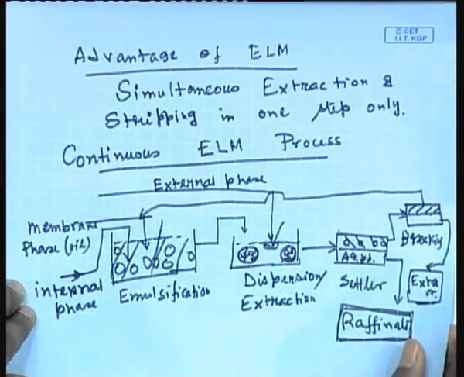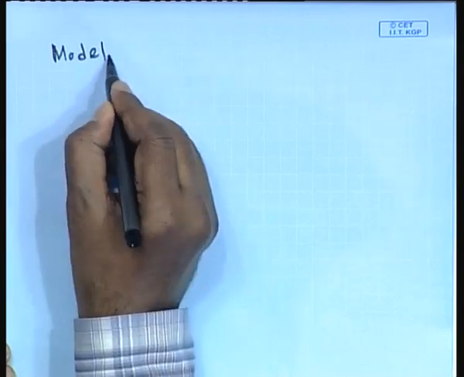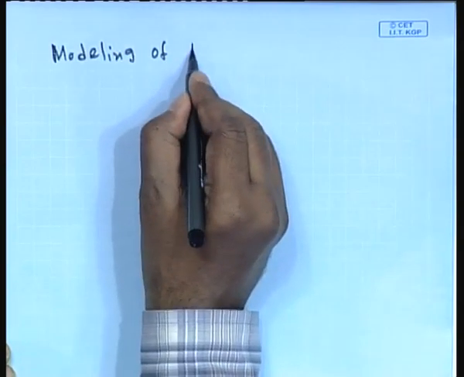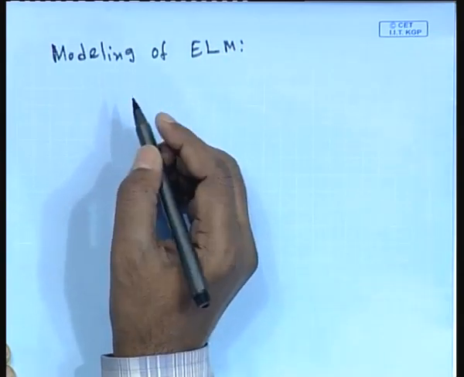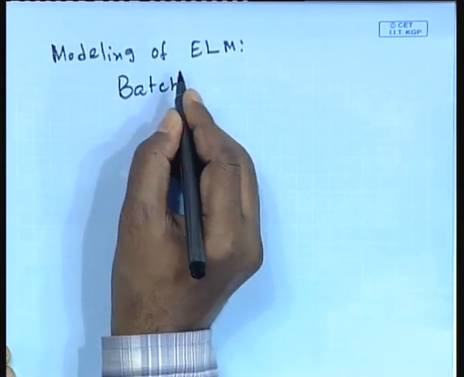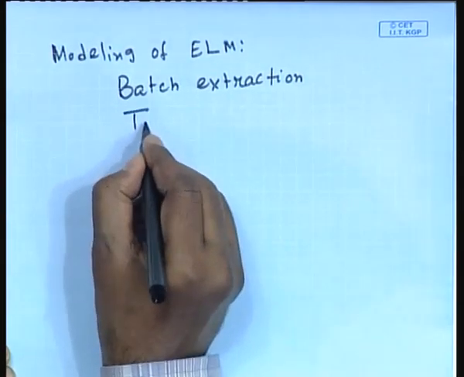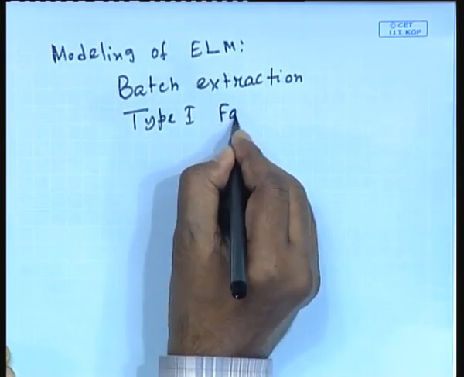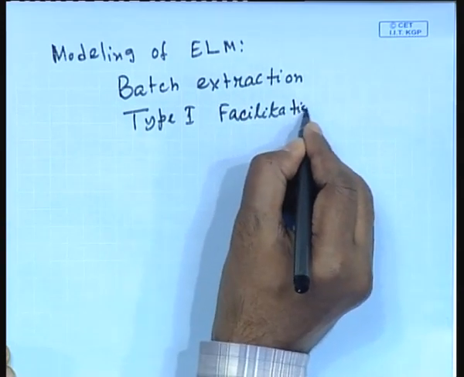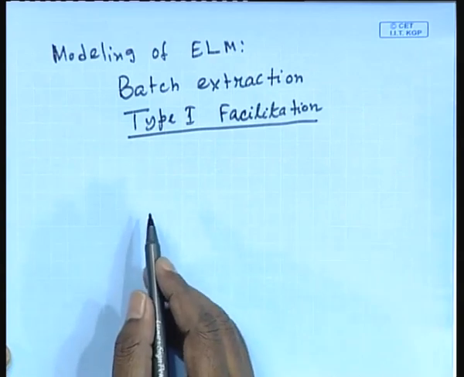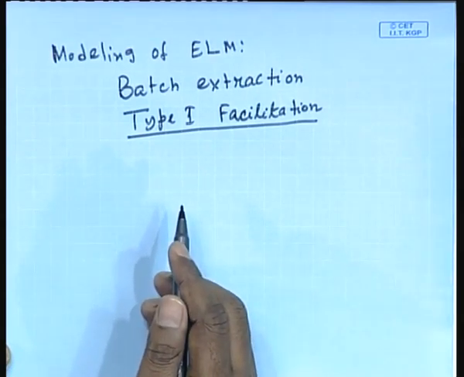Now, in the next part we will try to model the mass transfer of this emulsion liquid membrane system, and first we will talk about a batch extraction process. We will be talking about type 1 facilitation. So, there is only one internal phase which contains the reactant that reacts with the pollutant diffusing through the oil phase. We are not assuming there is another facilitator present in the oil phase that produces a complex with the pollutant.